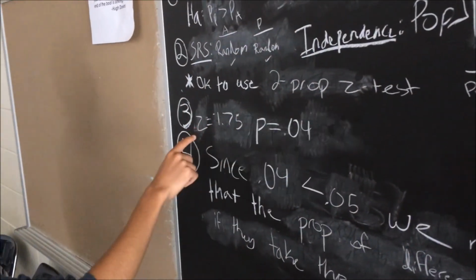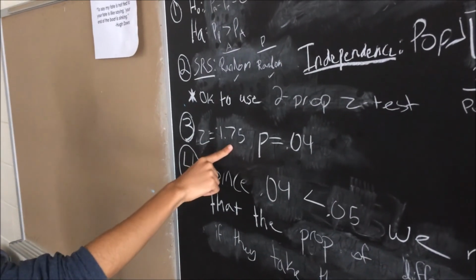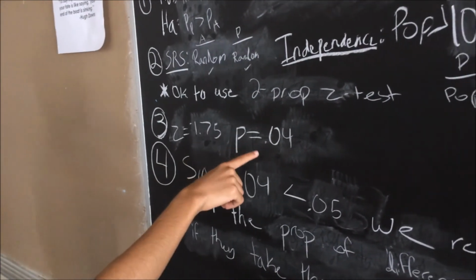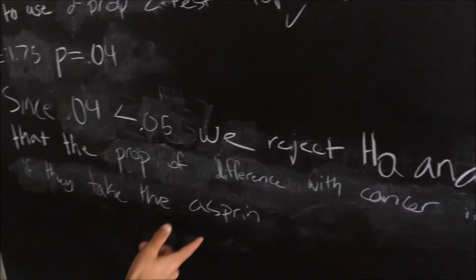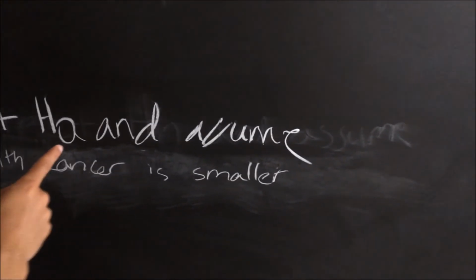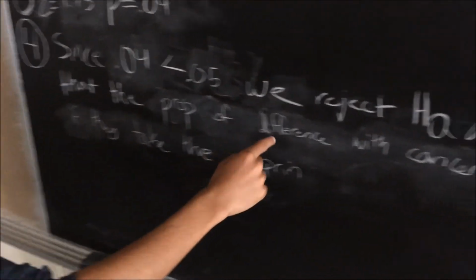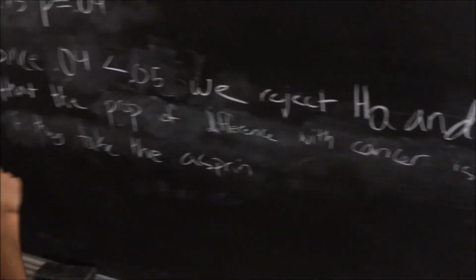So when we conduct the two proportion z-test, we get a z value of 1.75 and a p-value of 0.04. And since 0.04 is less than 0.05, we reject the null hypothesis and assume that the proportion of people with cancer is smaller if they take the aspirin.